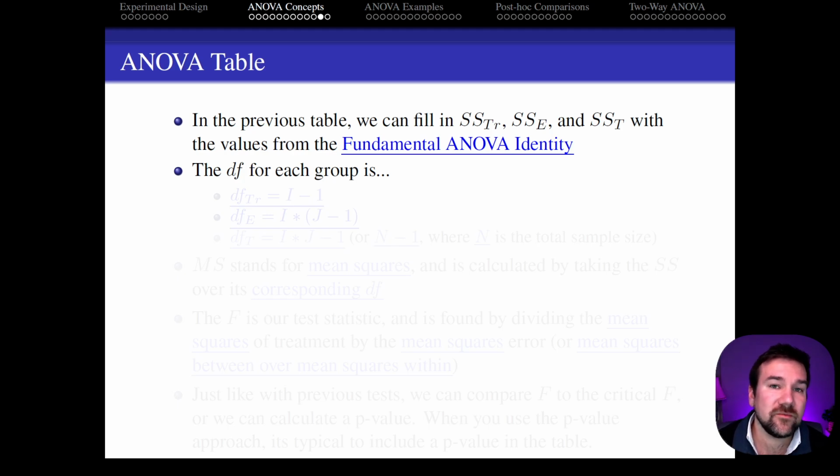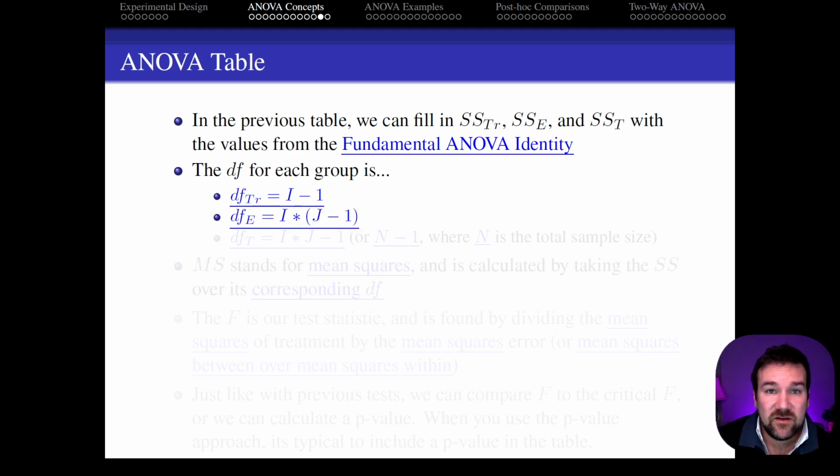The degrees of freedom we haven't talked about yet. The degrees of freedom for the treatment is capital I minus 1. And remember, capital I is the total number of groups. So for the treatment, or DFB, if you're using that notation between, I take the total number of groups and subtract 1.